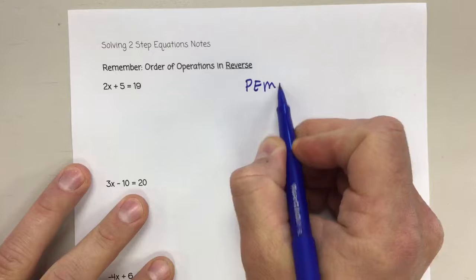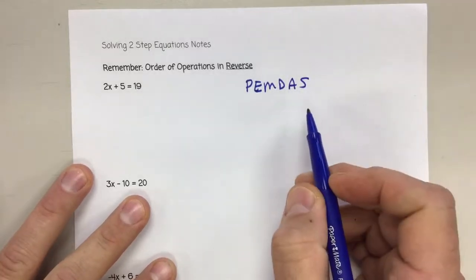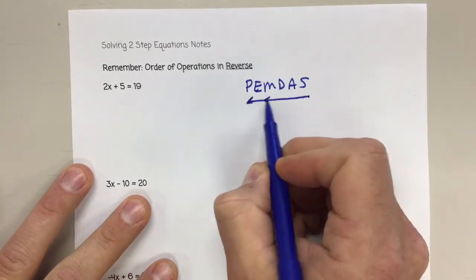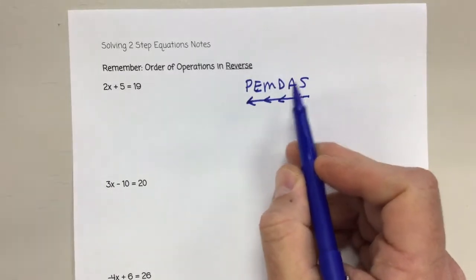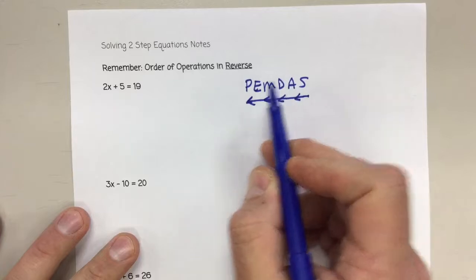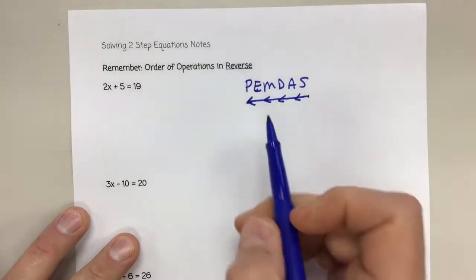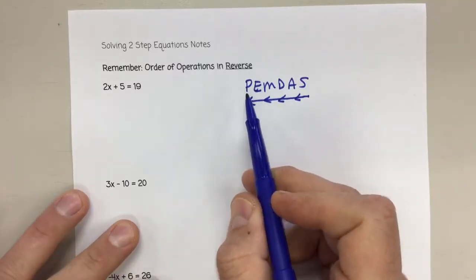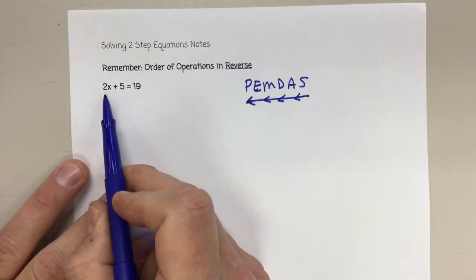Well, we turn to the order of operations, which remember is PEMDAS. And when you're solving, we always do the order of operations in reverse. Okay? So we actually start by getting rid of any addition or subtraction. Then we get rid of multiplication or division. Then we get rid of parentheses and exponents. So in this case, I have plus 5 and times 2.